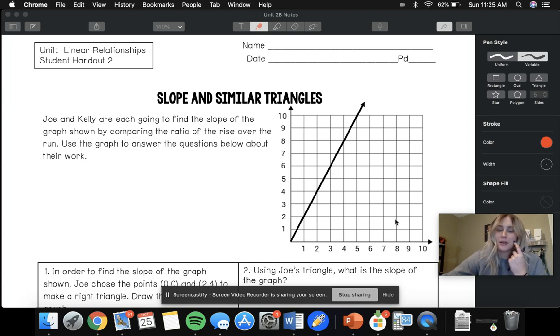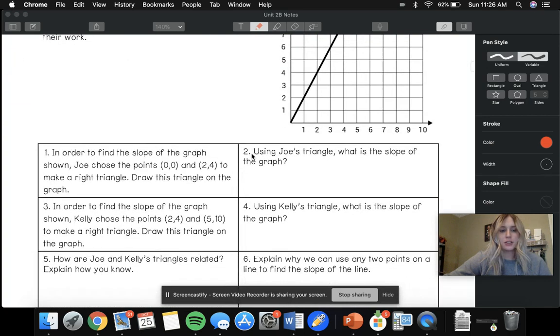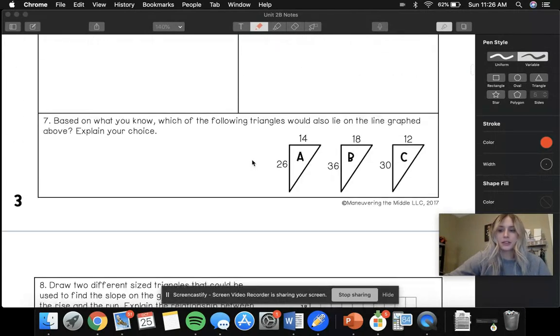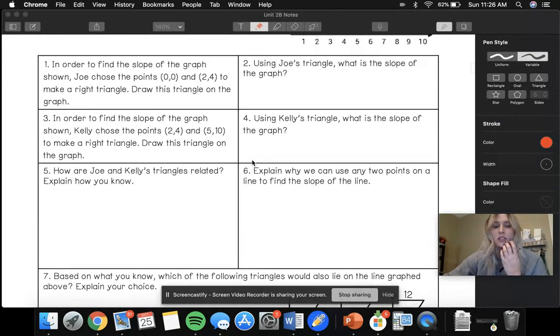Hey y'all, today we're going to talk about slope and we're going to hopefully relate it to similar triangles. So here is our first problem. We are on page 3 and 4 in our notes. You guys need to go ahead and get that out. Probably also a calculator as well because we'll be simplifying fractions.